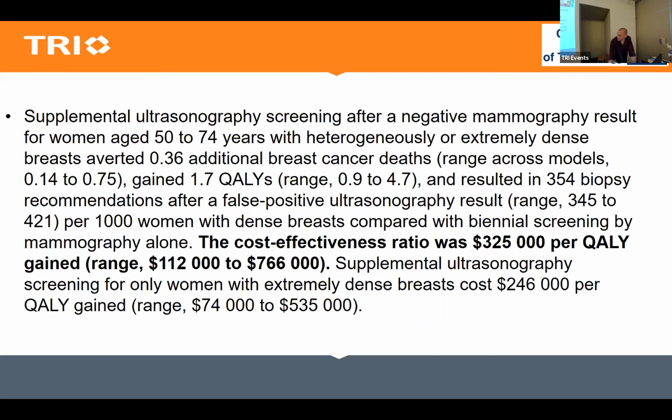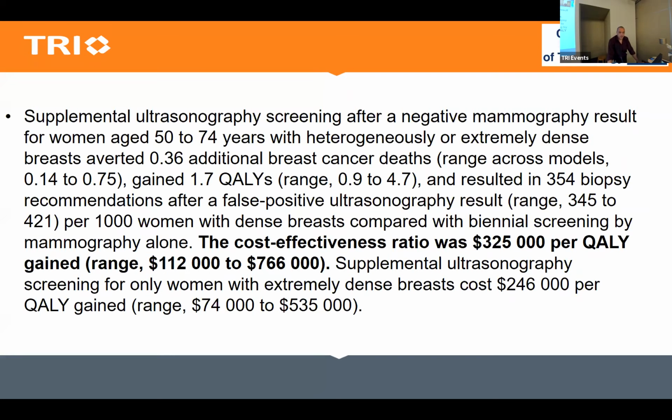So you'll see I've made one of the lines in this fairly wordy slide bold. So the cost effectiveness ratio, and this is for adding ultrasound as a screening modality for women with dense breasts, $325,000 per quality adjusted life year gained. So it's a lot of money for a relatively small gain. Obviously, if it's your quality adjusted life year, you're going to think differently about it than if it was somebody else's quality adjusted life year.